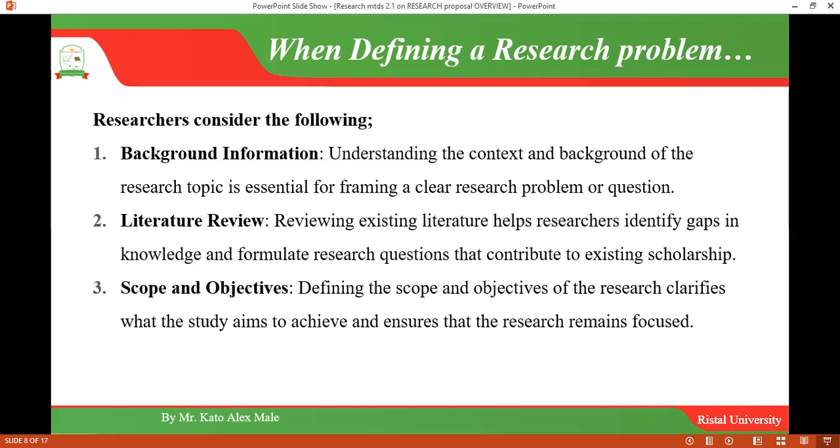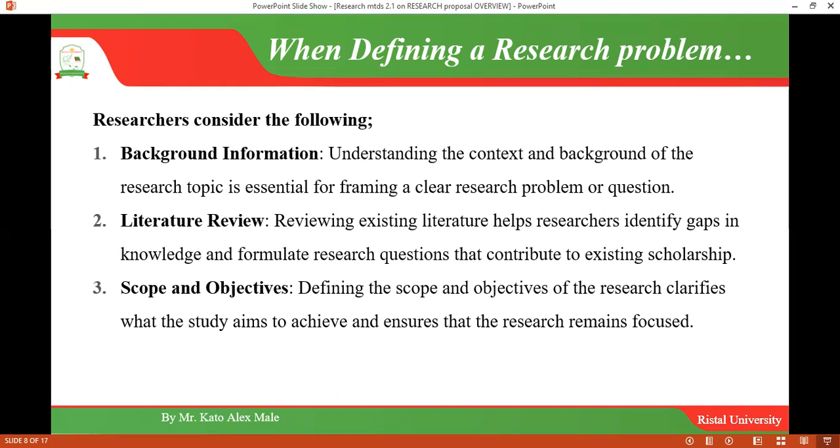This is also considered in defining the scope and objectives of the research. It clarifies what the study aims to achieve and ensures that the study remains focused. You get it? Objectives of the study and then the scope of the study. We are going to see everything in detail very well. However, the objectives are what you want to achieve in the end. In other words, with the objectives, you're trying to answer the research questions that you came up with.